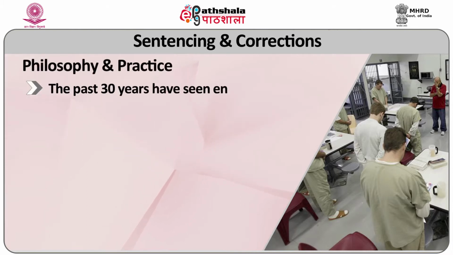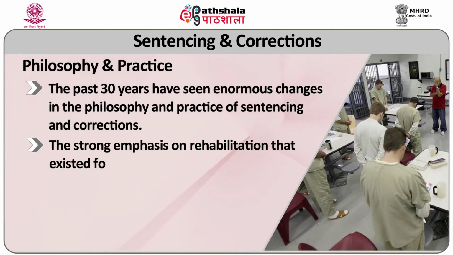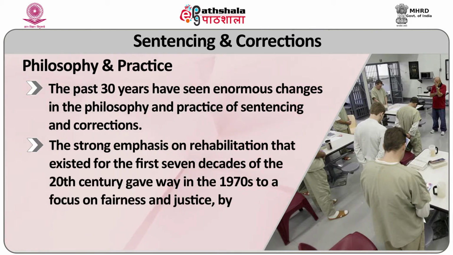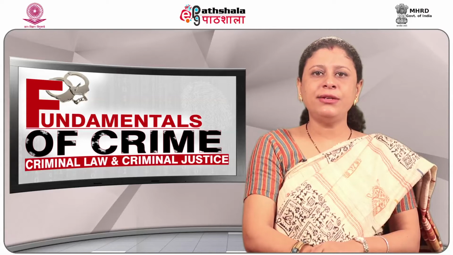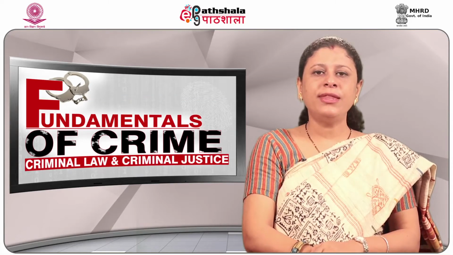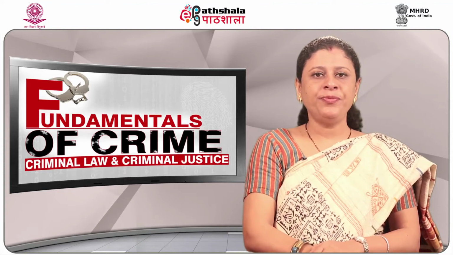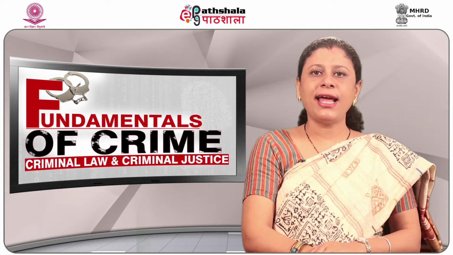The past 30 years have seen enormous changes in the philosophy and practice of sentencing and corrections. The strong emphasis on rehabilitation that existed for the first 7 decades of the 20th century gave way in the 1970s to a focus on fairness and justice, by which sentence reflected just deserts rather than a utilitarian motive. Sentencing practices later moved towards a crime control model that emphasized incarceration as a way to reduce crime in the community. This crime control model became increasingly popular during the 1980s and 1990s.